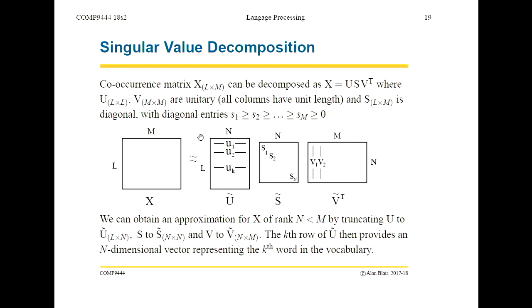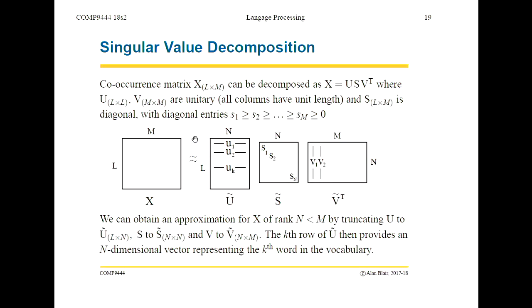And this matrix in the middle has also been chopped. The original S was L times M, a much larger matrix as well, but I've only taken this small piece in the corner, which is 200 by 200. So I've chopped these matrices down significantly, but if I multiply these three matrices together, the product will have size L times M, and it is an approximation for X. So that's why this is not an equal sign, this is an approximately equal sign.